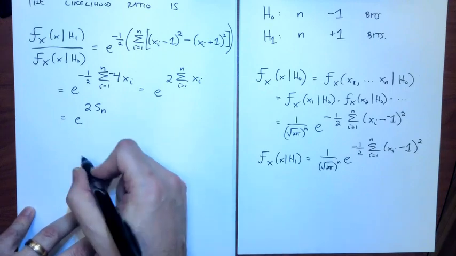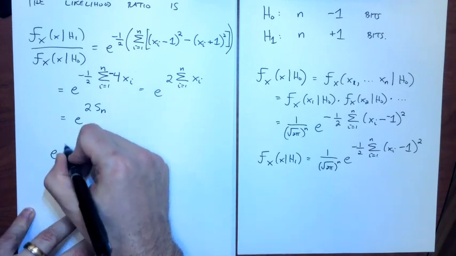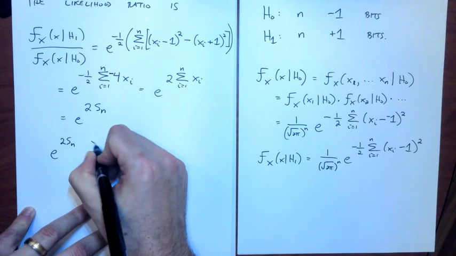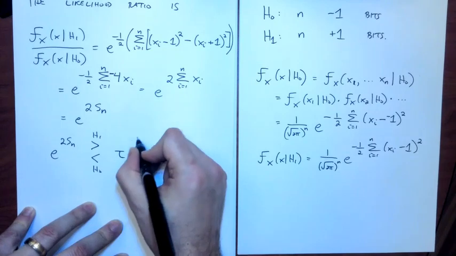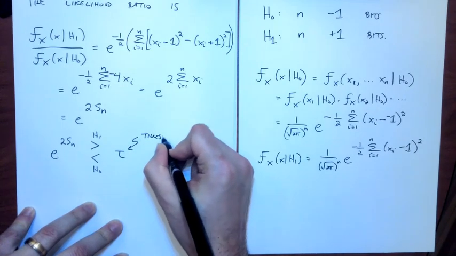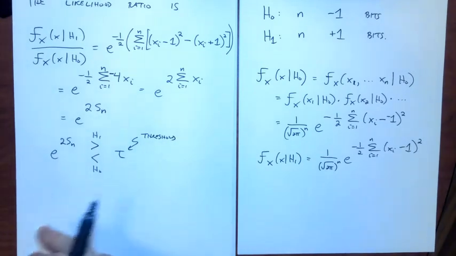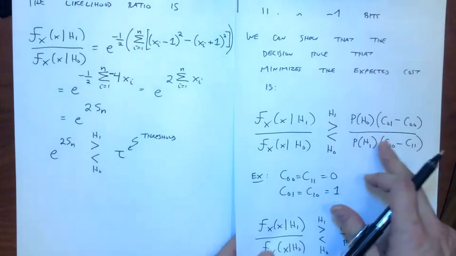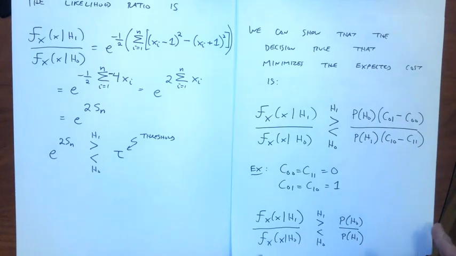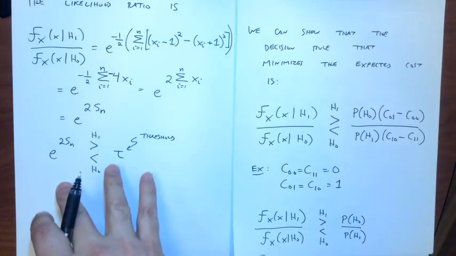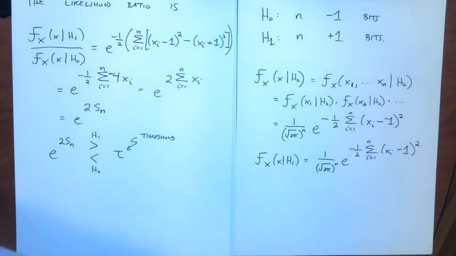And so my likelihood ratio test is going to basically be saying I take e to the 2 times this sum and I compare it to some sort of threshold. And that threshold is, again, if I go back to my general setup, all this junk over here, right? Now, what you're going to see a lot in communication systems is to make life easier by taking the log of both sides, okay? That's called the log likelihood, oddly enough.